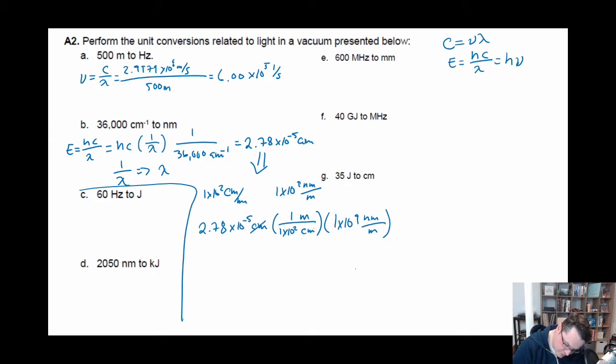So centimeters cancel, meters cancel. You only end up with nanometers, so that comes out to being 2.78 times 10 to the negative 5th times 1 times 10 to the 9th divided by 1 times 10 to the 2, which comes out to 278 nanometers, which is what I have in the answer key. So that's the relationship.